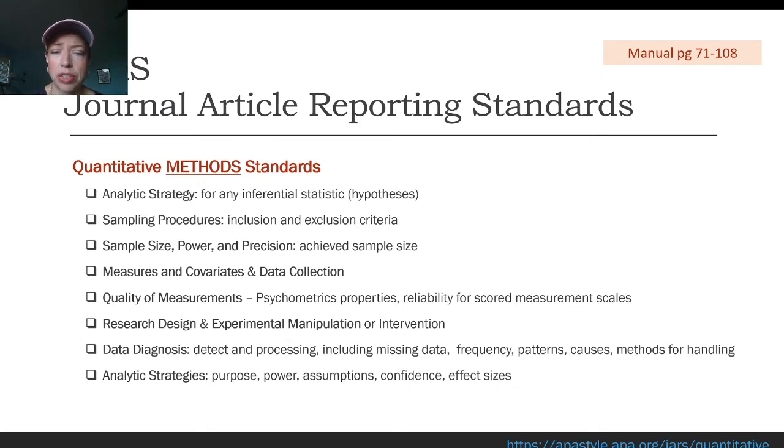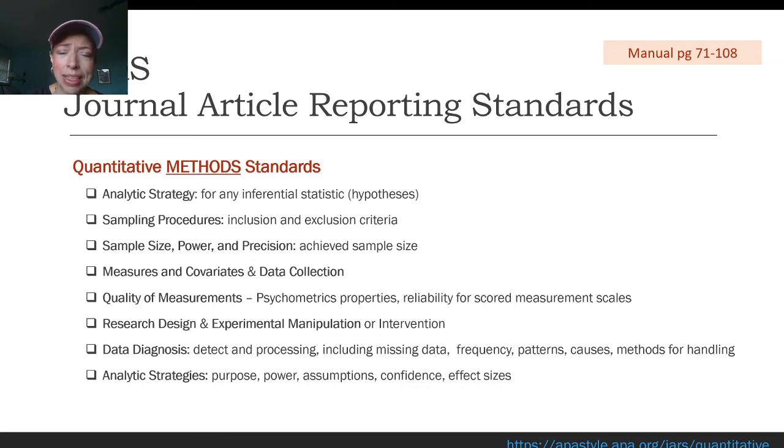And then we'll have our research design. If we had manipulation or if it was observed, how was the survey put out? And then any data diagnostics. These are things like missing data. And finally, the analytic strategy, which for us here is going to be multi-level modeling, but sometimes that's only part of your strategy.